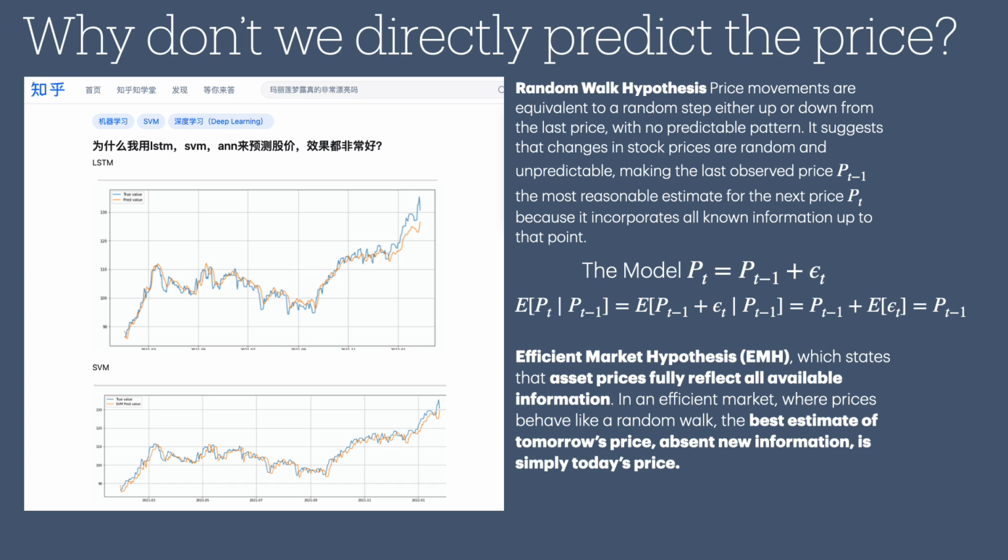So this is why they get that kind of good result when they use a really complex model, because this complex model only catches the information from the last price, and that is enough for the prediction. This is what we call the efficient market hypothesis, which means the asset price fully reflects all available information at time t. So the best estimate for the future price that we need to forecast is today's price, or the time t minus 1 price. Okay, so that's why we don't need the price to be the target. We need the return, and the price is unstable.